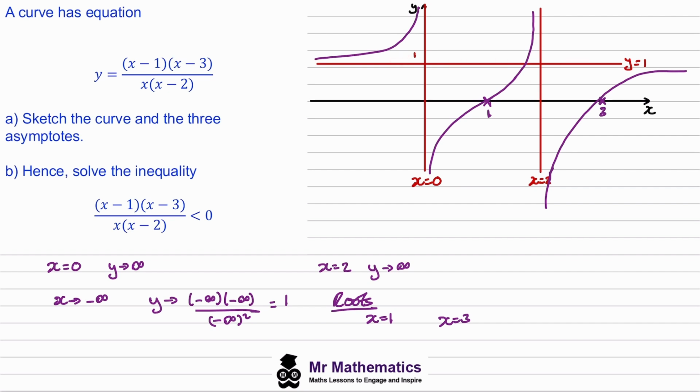And then for part B, solve this inequality. Well, we're looking at when the curve is less than 0. So this is when it's below the x-axis. Now it'll be in this part and this part. So x will be greater than 0 but less than 1, and x will be greater than 2 but less than 3.